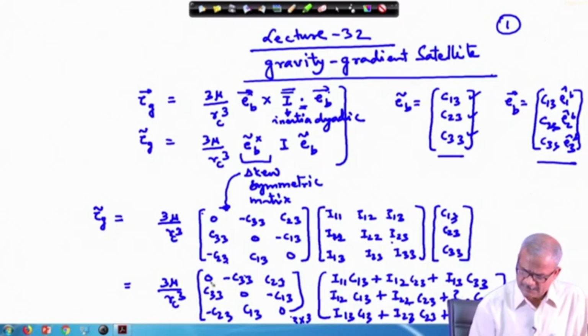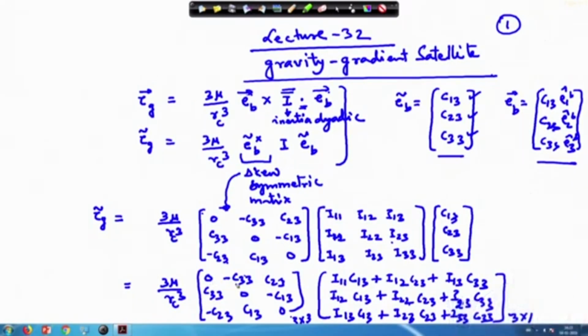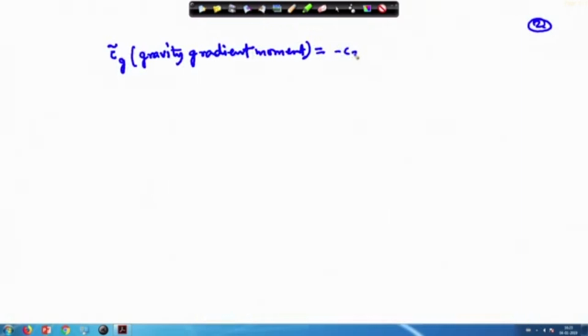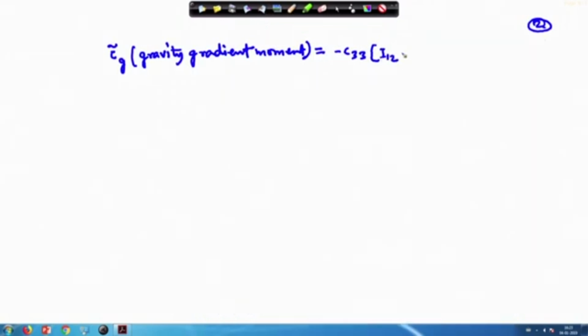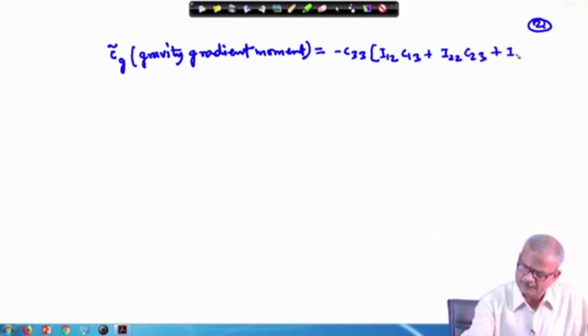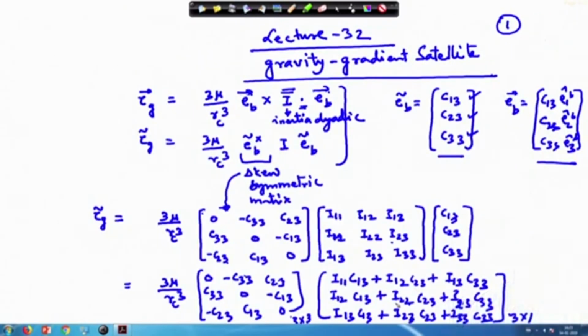So, here this is 0. If we multiply with this term, this will be 0, this term will count. So, minus C33 times I12 C13 and so on, I12 C13 plus I22 into C23 plus I23 into C33. This is what we have written here: I22, I23, C33, C23.